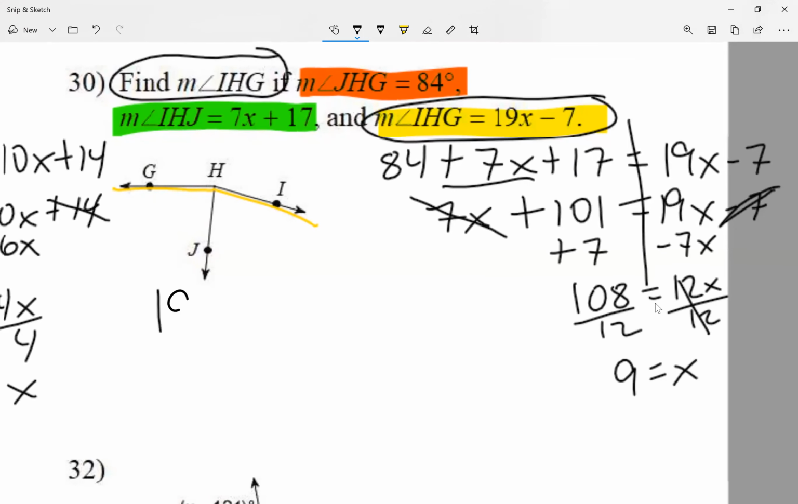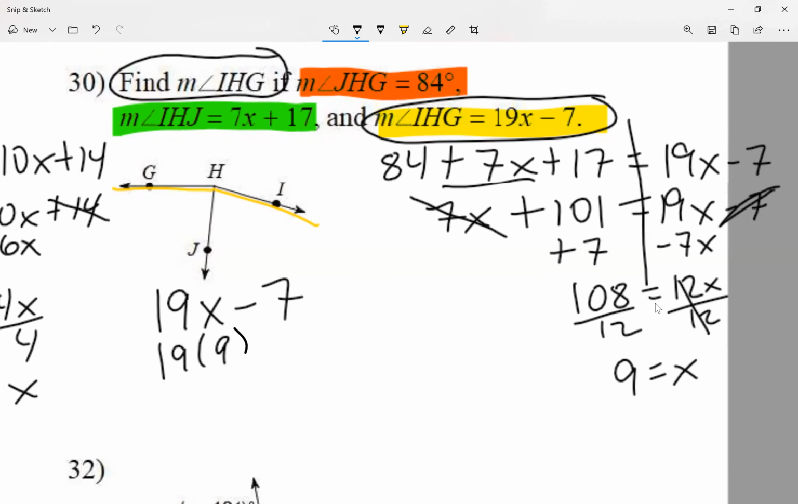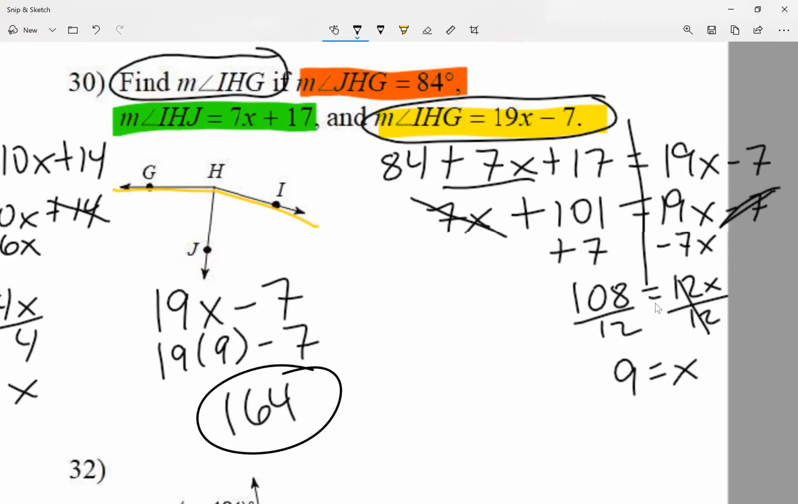So let me do this again. 19x minus 7. I know the value of x is 9. So let me rewrite this as 19 times 9 minus 7. I know 19 times 9 is 171. Minus 7 gives me 164.